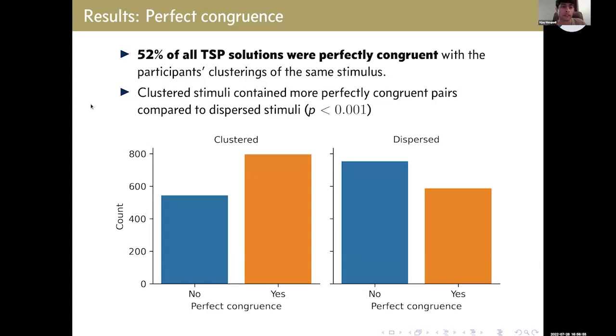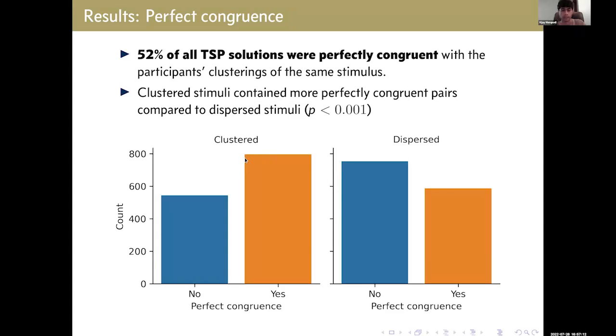So what do we generally find? We find that more than half, or 52%, of TSP solutions were perfectly congruent with the participants' clustering of the same stimulus. So we see this as very strong evidence that participants might be clustering to solve the traveling salesperson problem.